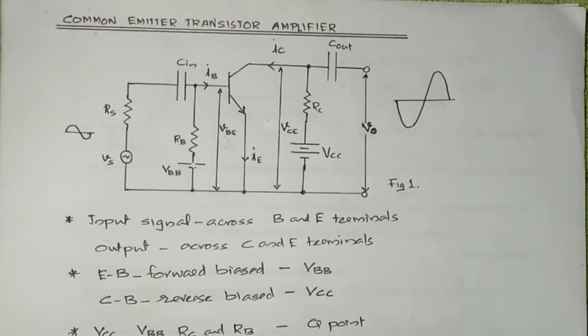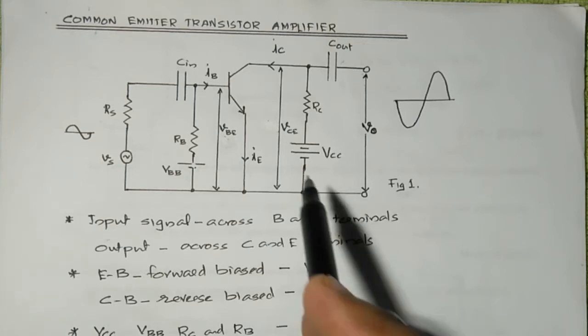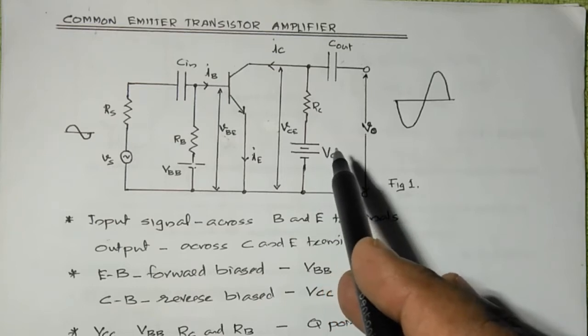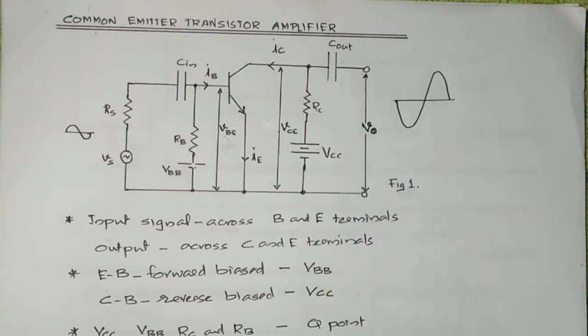In the last session, we have seen the operation of a transistor as an amplifier. We have discussed the common emitter configuration of a transistor acting as an amplifier. The figure here shows a common emitter amplifier used in a physics or an electronics lab for studying the different parameters associated with the transistor and the transistor amplifier.